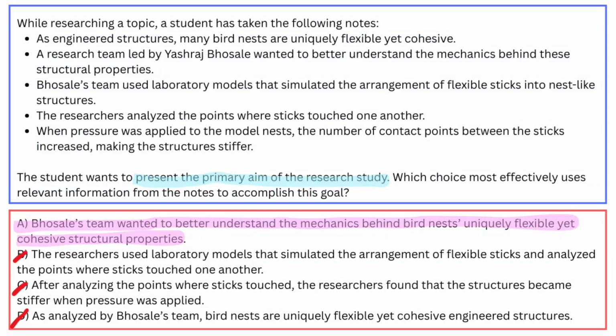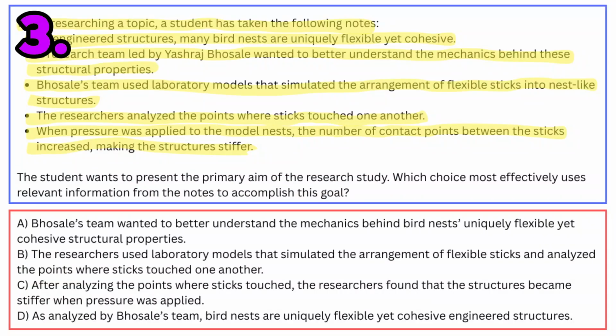So when you're trying to solve rhetorical synthesis questions, I just find the purpose or whatever you're trying to do with the sentence in the question first, then eliminate as many answer choices as you can. And then if you haven't eliminated all of them, you can go back to the notes and use those to find the correct answer. So there you have it.